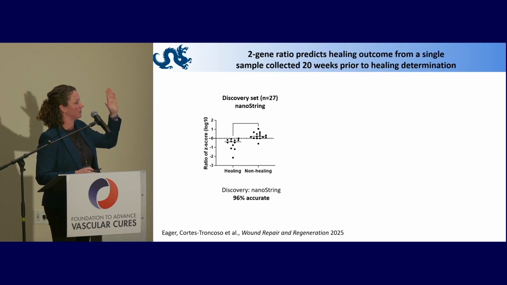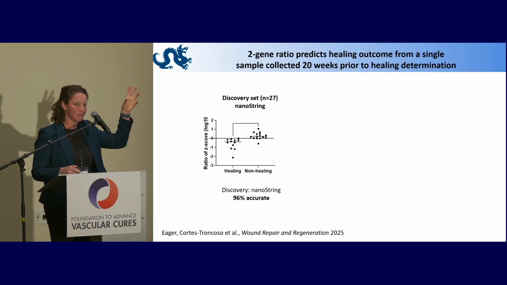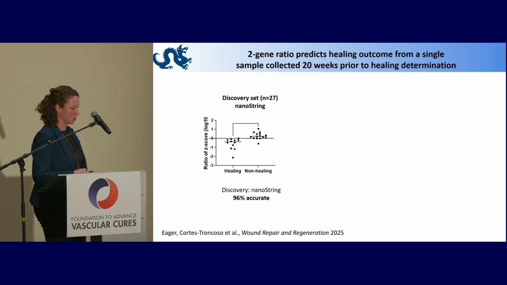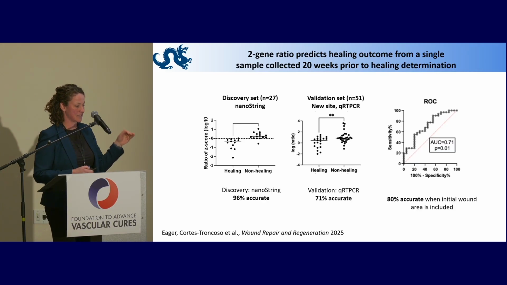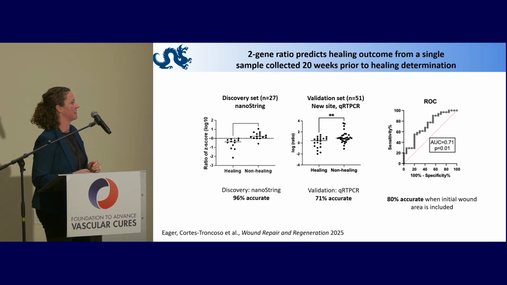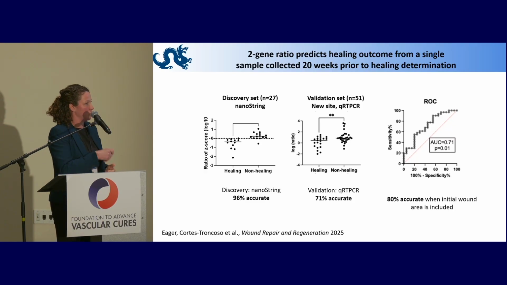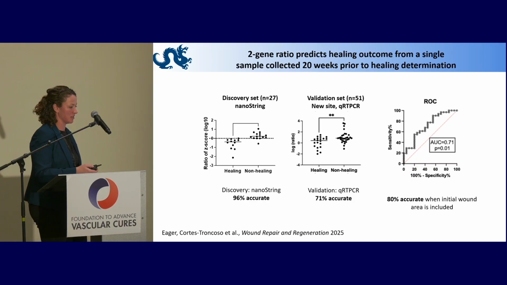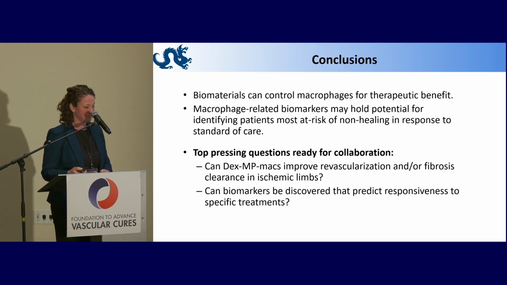This one was C3AR1 divided by CCL22, which happens to be a pro-inflammatory marker divided by a reparative marker. And in the discovery cohort, it was pretty accurate. It got less accurate when we moved to the validation cohort, which was a completely independent set of patients. But when you add initial wound area, the size of the wound, it becomes clinically meaningful, 80% accurate. So this is something we're trying to validate now too.